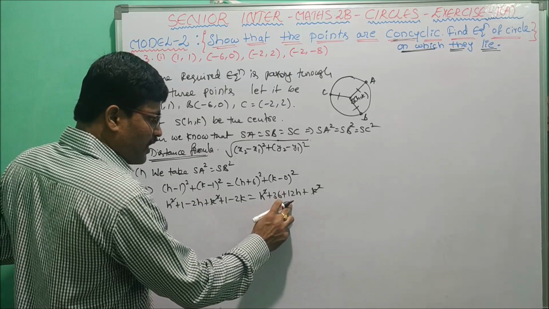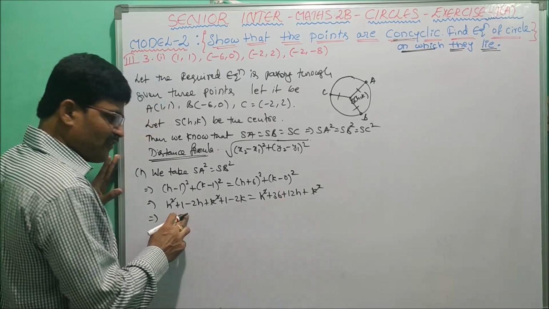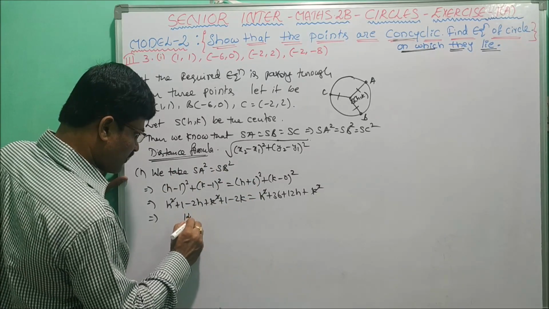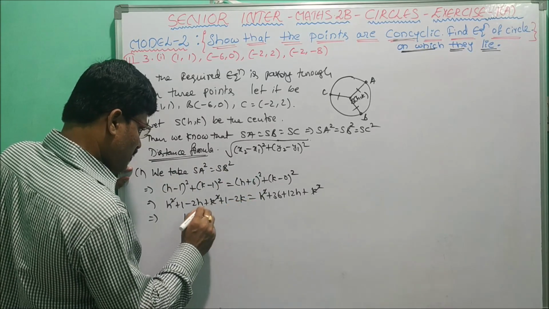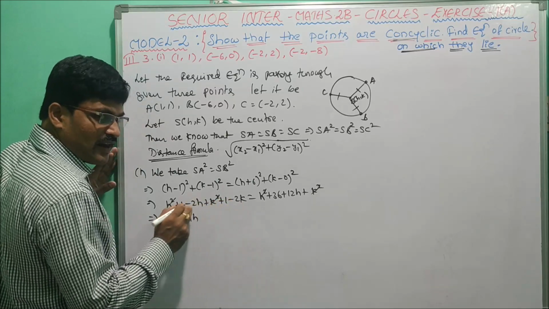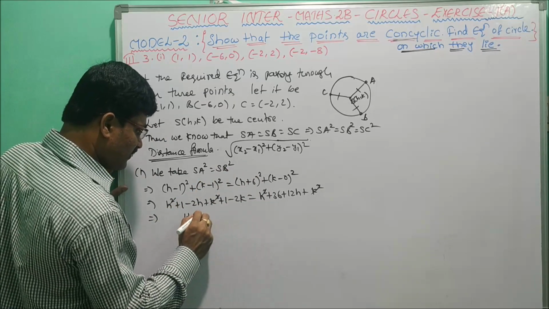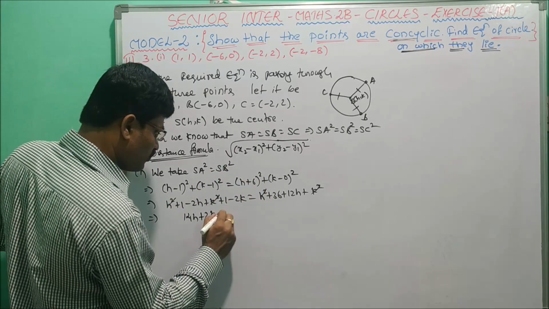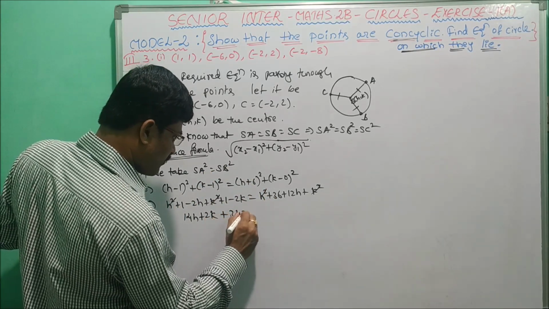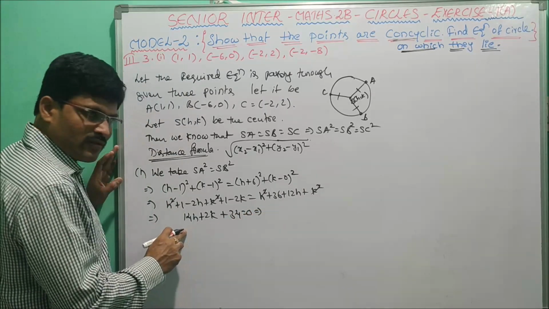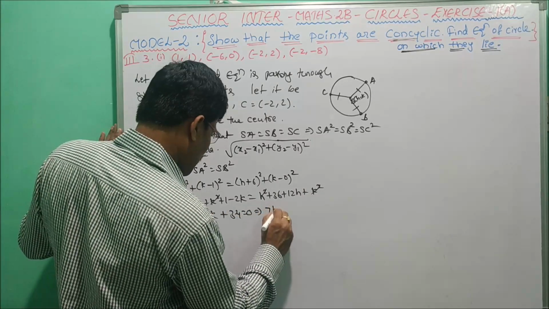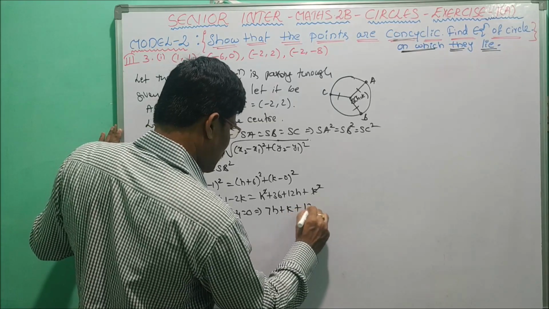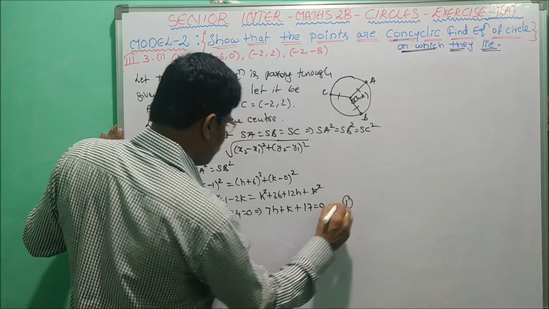Here we observe on the RHS 12h is there, and on the left side minus 2h, taken to the RHS, that is 14h. Here minus 2k on the LHS we take to the right side, that is plus 2k. Constants: 36 minus 2, that is 34, equal to 0. Divide by 2, this is 7h plus k plus 17 equal to 0, which is equation 1.